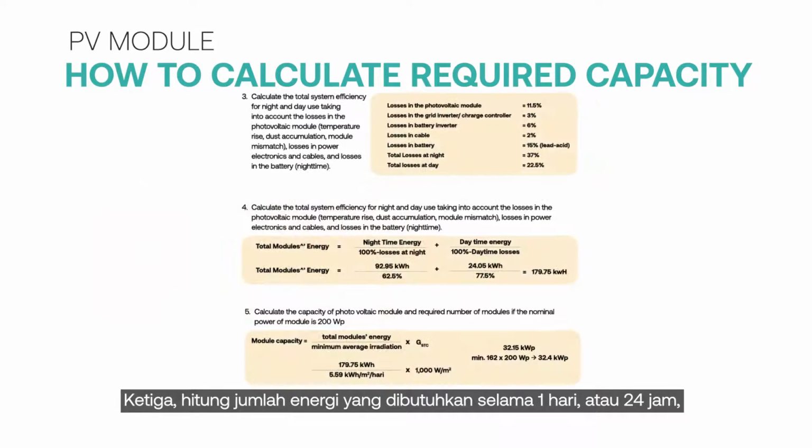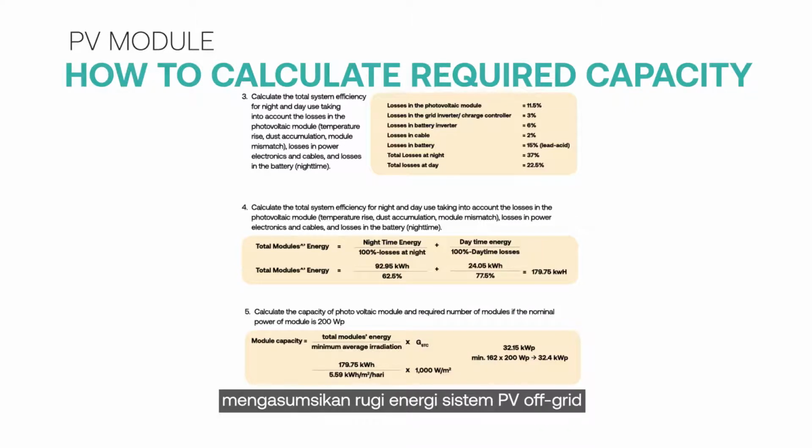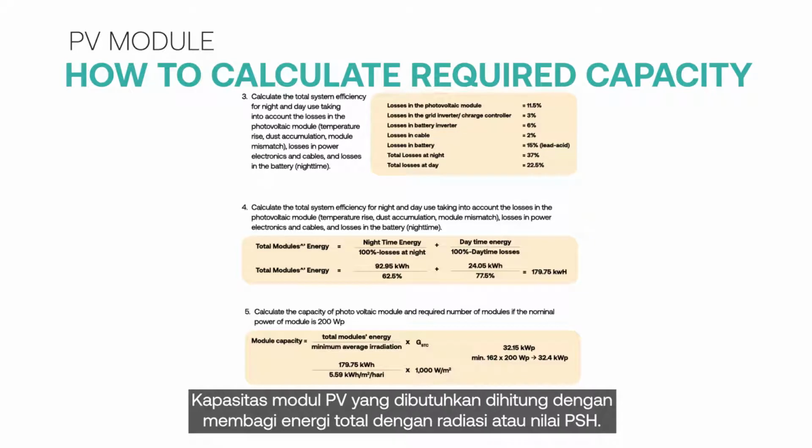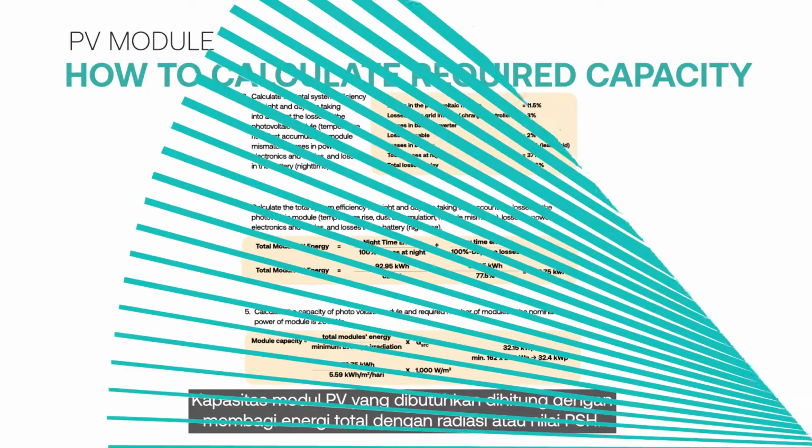Third, calculate the amount of energy needed in 1 day or 24 hours. Assume energy losses of an off-grid PV systems are 37.5% during nighttime and 22.5% during daytime. Required PV module capacity is calculated by dividing the total energy by the irradiance or PSH value.